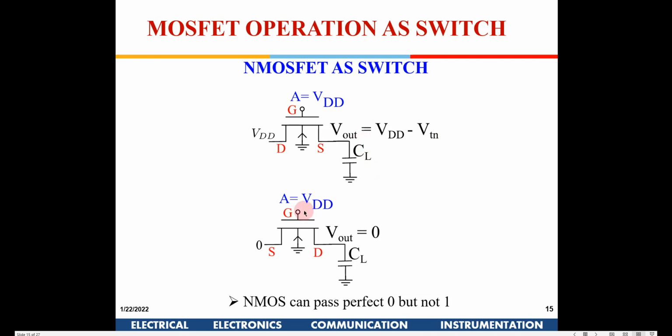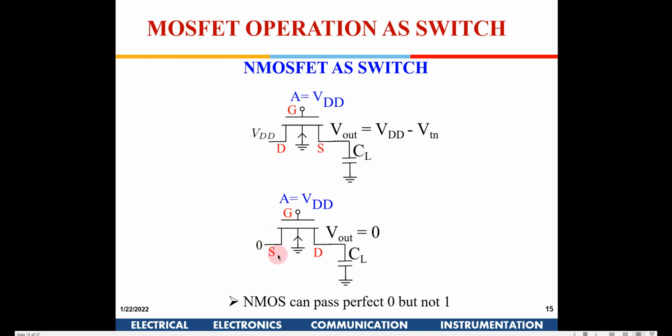Whereas if I have to transmit a 0 out here, suppose this node is already charged to VDD and I give a gate voltage here. Now the electrons are going to flow from here to here, and the positive charge is going to flow from here.